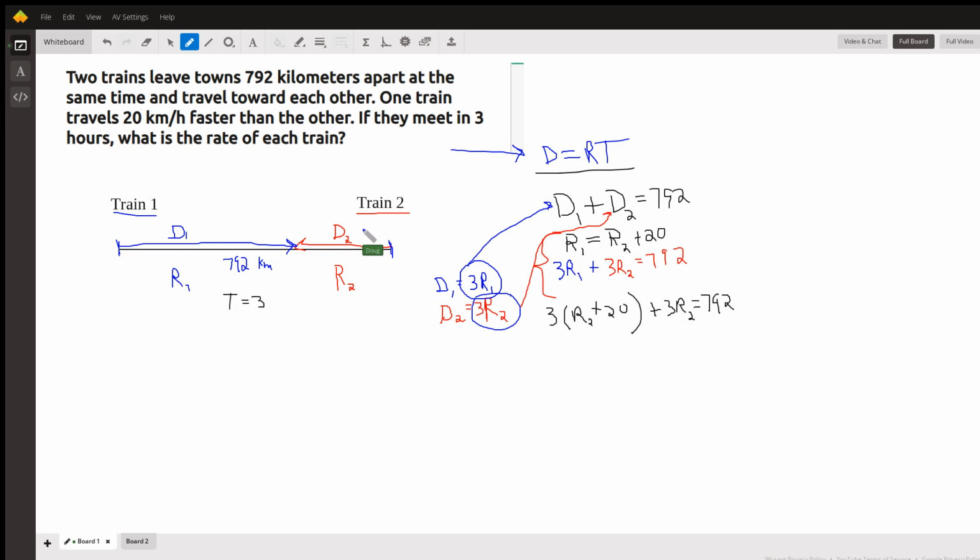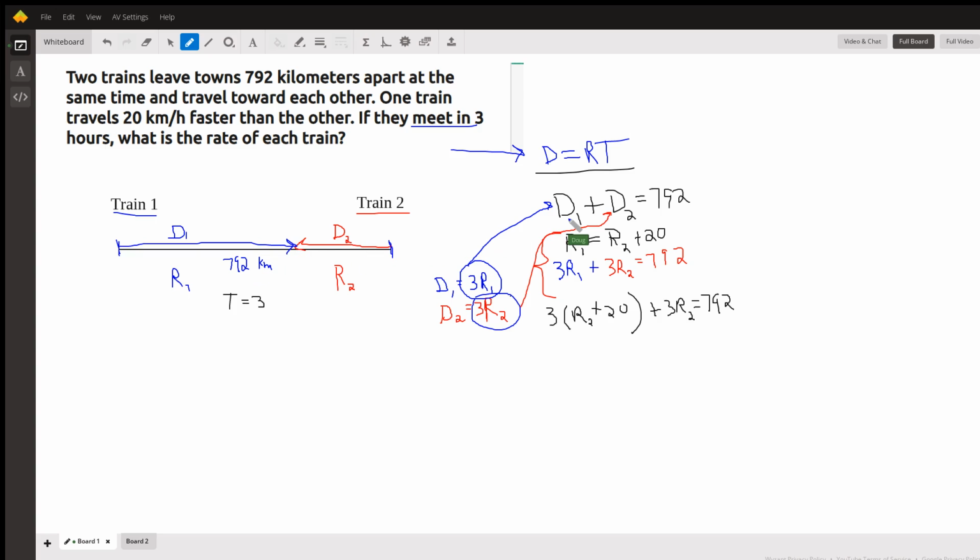1 and d sub 2 perhaps, and they each travel at their own rates, rate sub 1 and rate sub 2. And their times are the same. They're traveling for 3 hours each. They meet in 3 hours. Of course, the train that's traveling faster will travel more distance. So I've set this up so that d sub 1 looks like it's the faster rate, covering more distance.